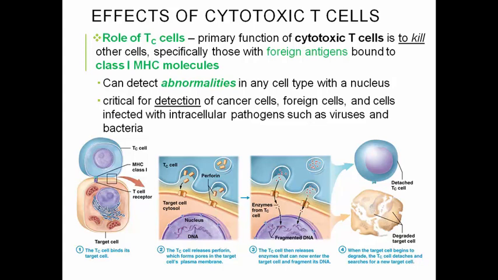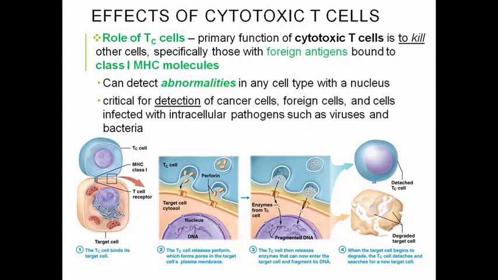So they remind us of the natural killer cells because they respond to any foreign antigen that's bound to a class 1 MHC protein. So they can detect any abnormalities within a cell that has a nucleus. Of course, our cytotoxic T cells are used to detect cancer cells, foreign cells that are introduced into the body, and cells that are infected with intracellular pathogens, like intracellular bacteria and viruses.